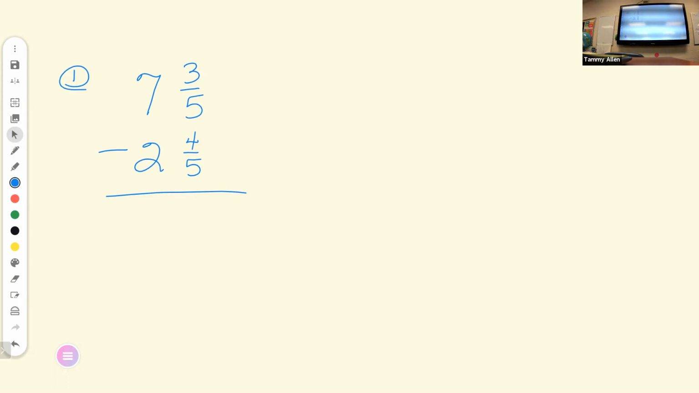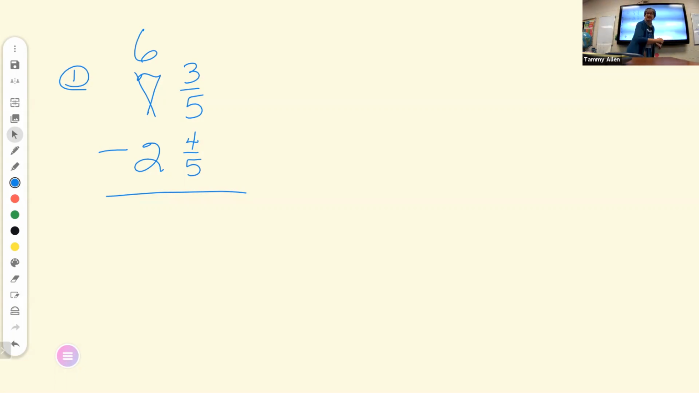7 3/5 minus 2 4/5. Can I take 4/5 away from 3/5? No, I cannot. I need to borrow. I borrow a whole amount. That means I only have 6 whole amounts there. I trade that whole amount in for what?